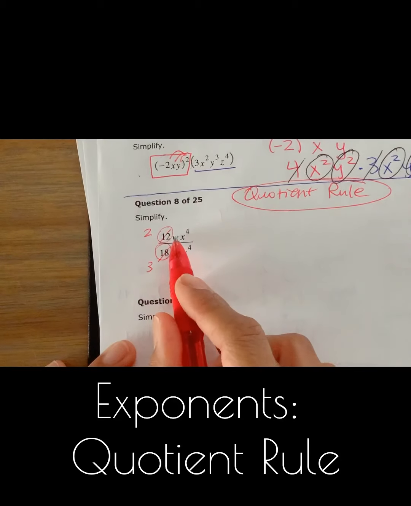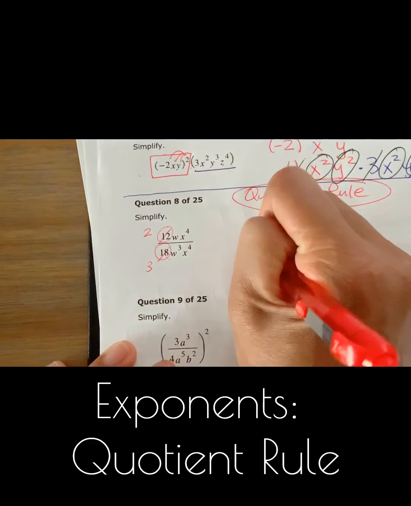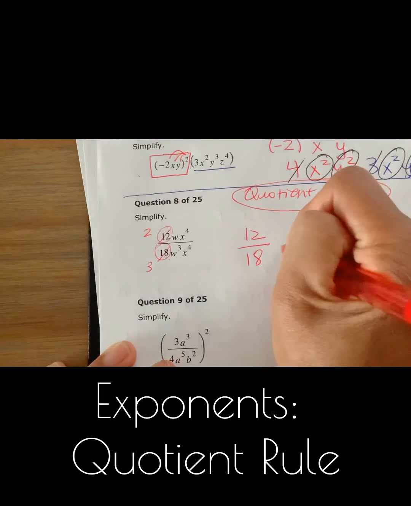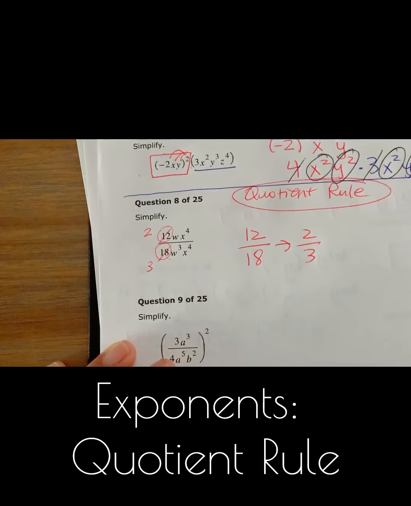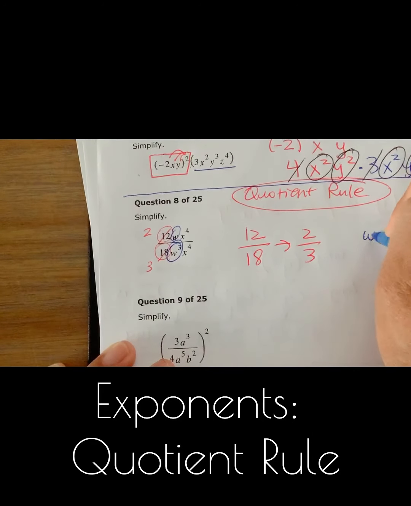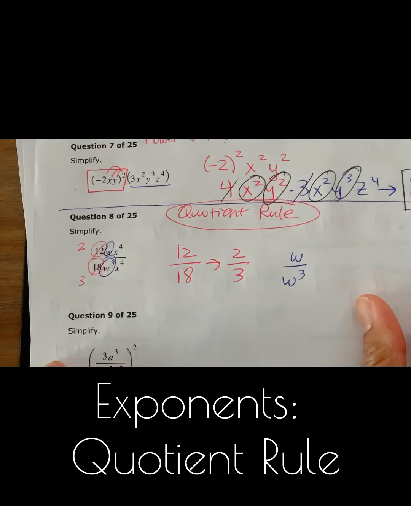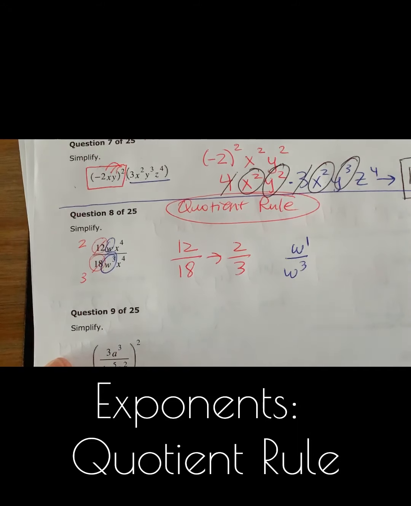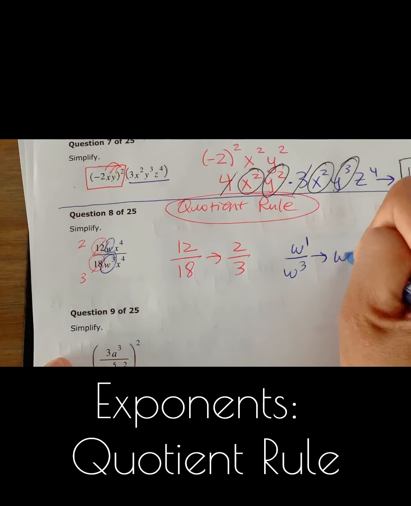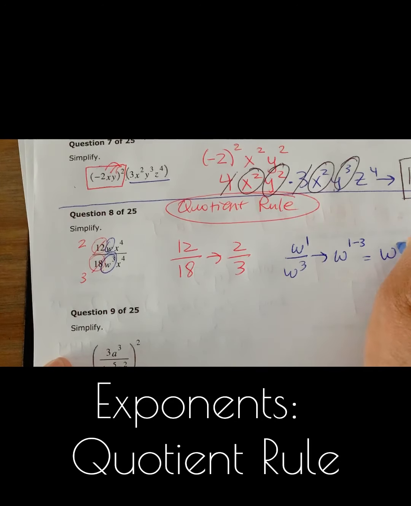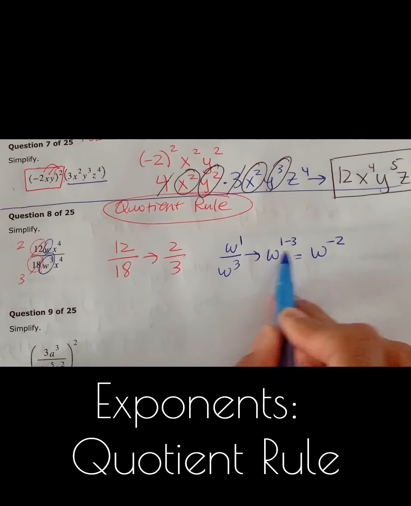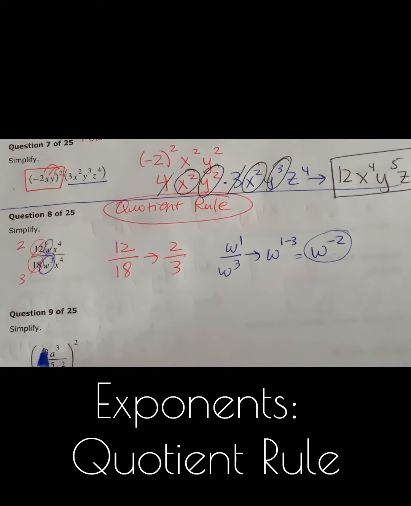Now, the next one is w over w cubed. Let me write this out on the side. So 12 over 18 now becomes 2 over 3, right? Now I have w over w to the third. What does that become? Well, the w here has a 1 exponent. So I'm going to use the quotient rule where I subtract the top minus the bottom. So I get w to the negative 2. I'll talk about negative exponents in a second, but right now I get w to the negative 2, okay?